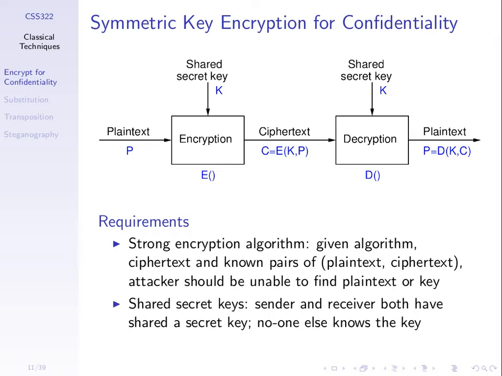C equals E of K and P. Okay? It's just a shorthand way to write what we're doing. And D is the decryption function, and the plain text equals the decryption of ciphertext C using key K, where with symmetric key encryption, these two values of the key are identical, they're the same. The rest is what we've said before.